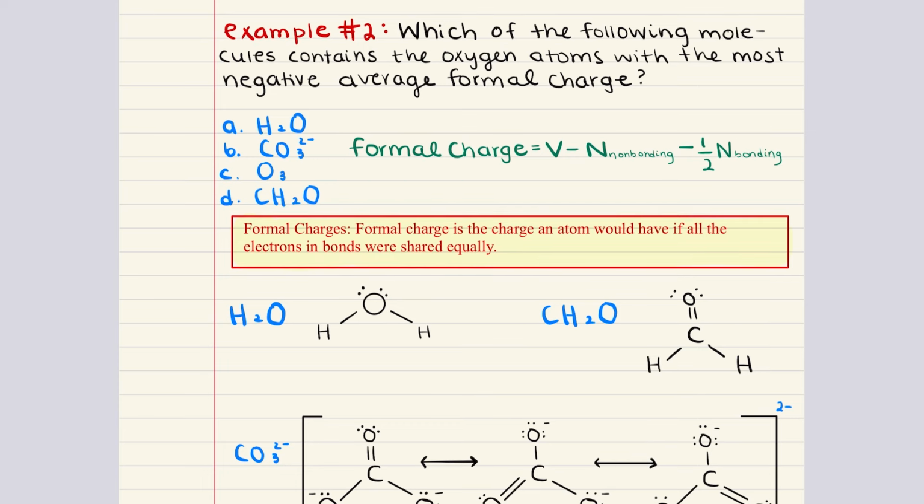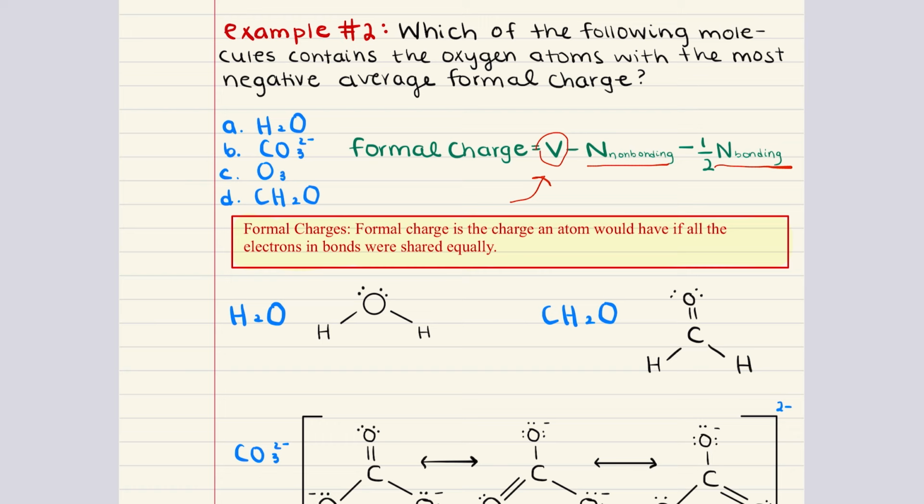Problem 2 says, which of the following molecules contains the oxygen atoms with the most negative average formal charge? Now, to determine which molecule contains oxygen atoms with the most negative average formal charge, it's going to be important that we understand the concept of formal charge. Formal charge is a charge that's assigned to an atom in a molecule, assuming that electrons in all chemical bonds are shared equally between atoms, regardless of relative electronegativity. And the formula that's used to calculate the formal charge is shown here. It's the total number of valence electrons for that atom minus the non-bonding electrons minus 1/2 the bonding electrons.